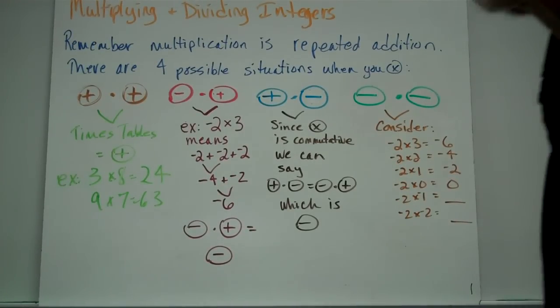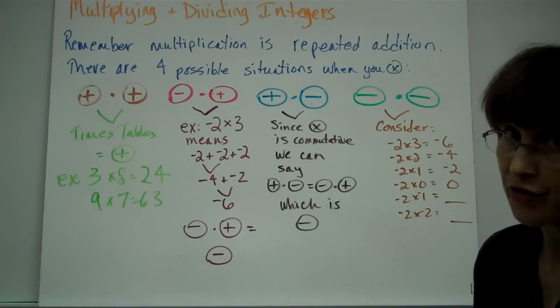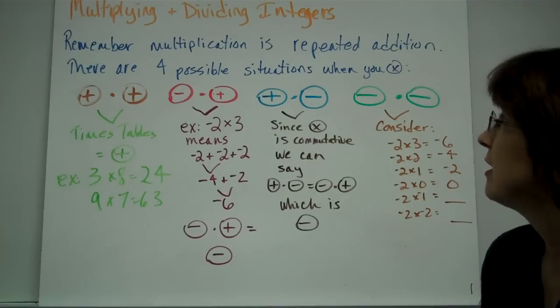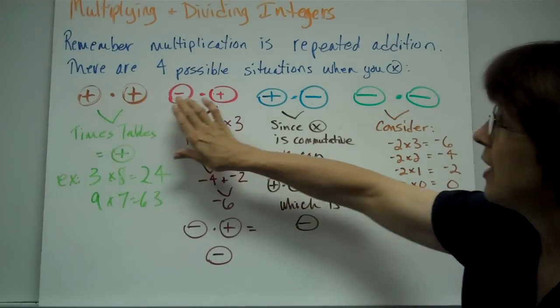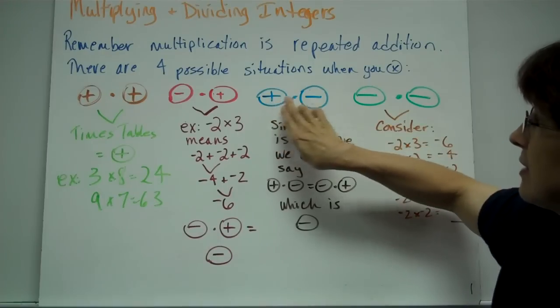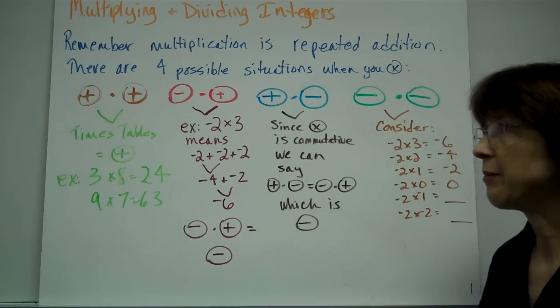All right, we're going to now learn about multiplying and dividing integers. Remember, multiplication is repeated addition, okay? There are 4 possible situations when you multiply integers. You can get a positive times a positive, a negative times a positive, a positive times a negative, or a negative times a negative. All right, let's take each of those examples and see what happens.